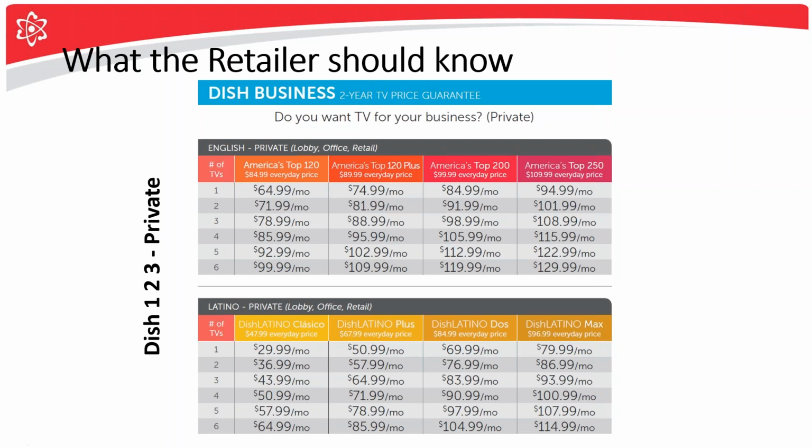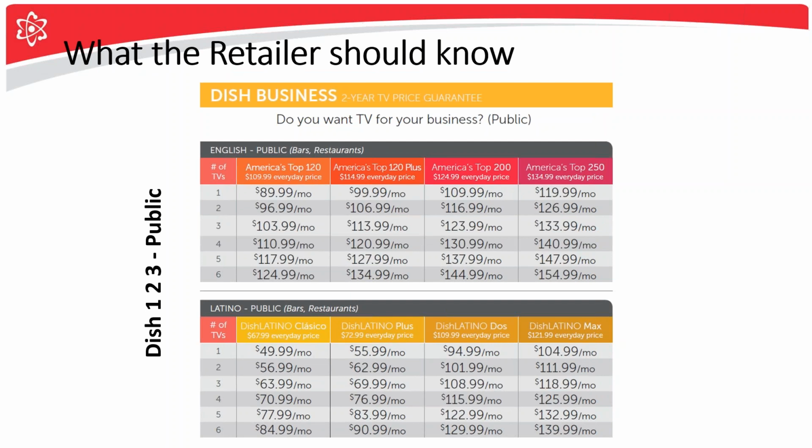So for a customer in a private business who's getting an America's Top 120 Plus, if they have 3 TVs getting installed, you're looking at a monthly rate of $88.99 a month. You can quickly give them that estimate. For your public business, you also take into consideration the public business fees. So a customer in a public business with the America's Top 120 Plus and 3 TVs, you can give them that estimate of $113.99 a month.